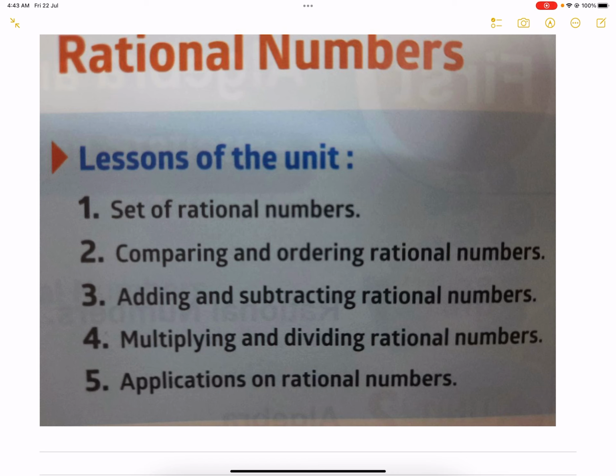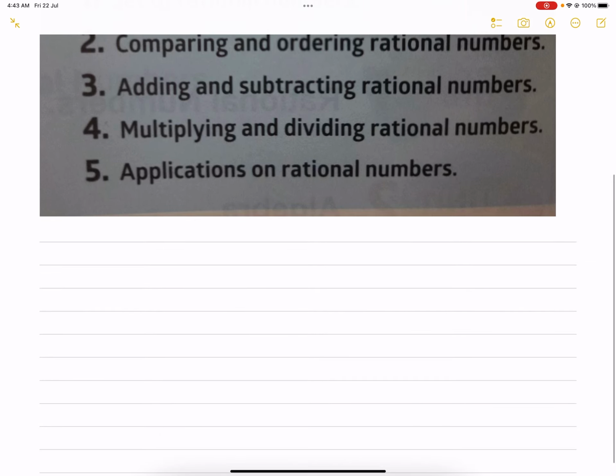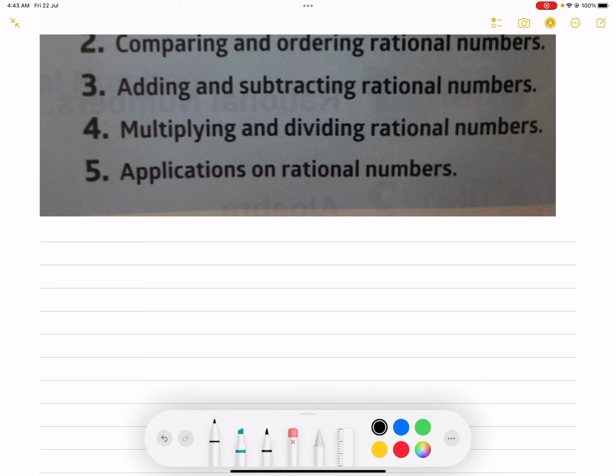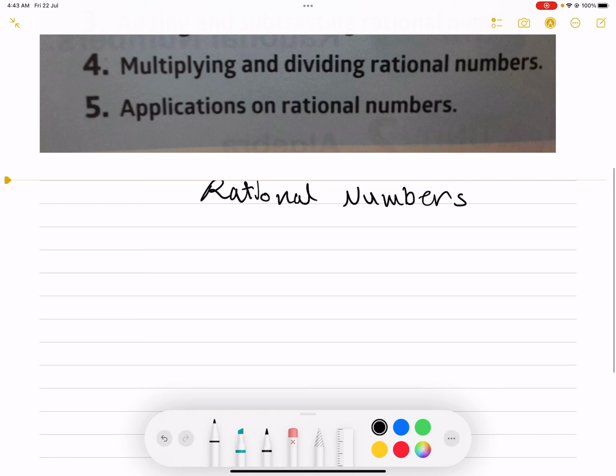The third lesson: adding and subtracting rational numbers. And the fourth lesson: multiplying and dividing rational numbers. And the last one will be application on rational numbers. So let's get started with the first lesson. The first lesson is about the rational numbers. Okay, so we have studied before the counting.